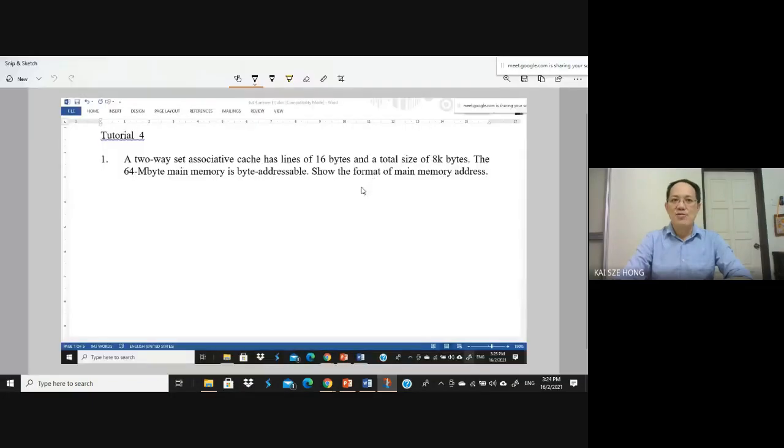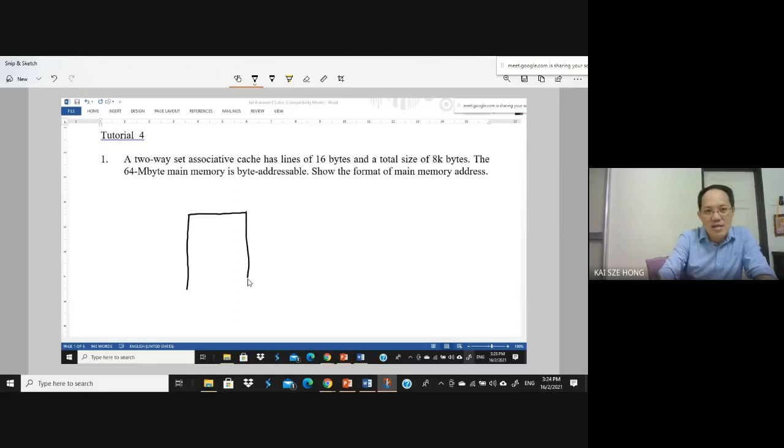Okay, so let me brief you a little bit. For example, you have 16 lines of 16 bytes. First you draw the memory over here. They say it has a 64 megabyte main memory, so it's byte addressable, meaning from zero to here. So many addresses over here.